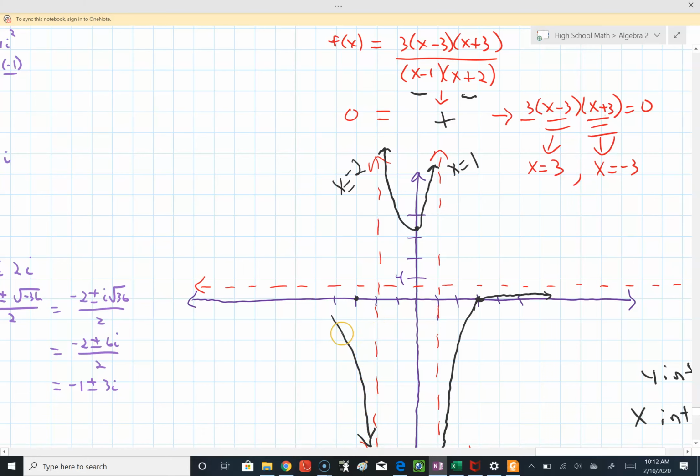Good catch. I made that mistake on purpose. No, I didn't. And it's going to be asymptotic to that line.